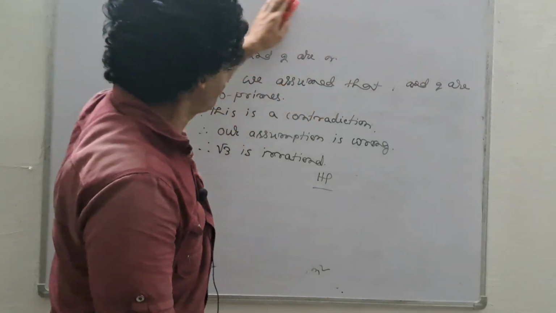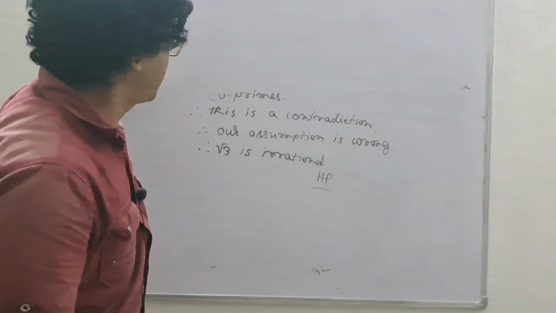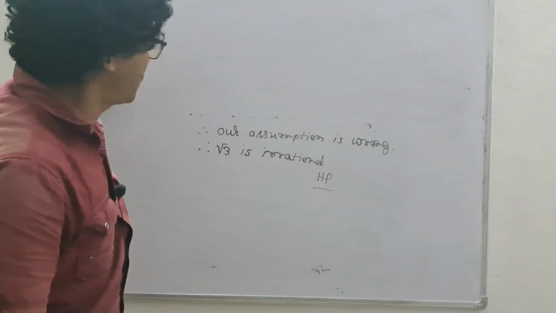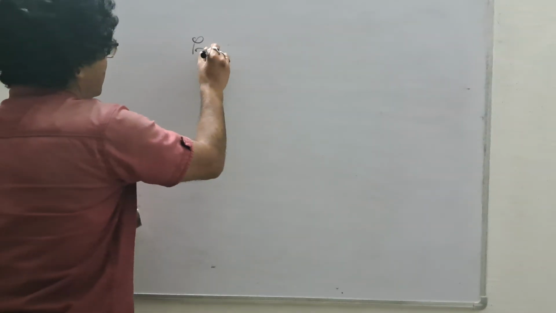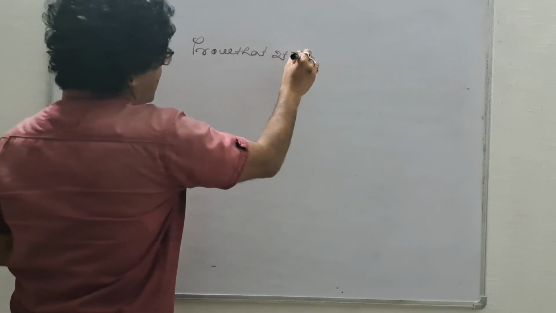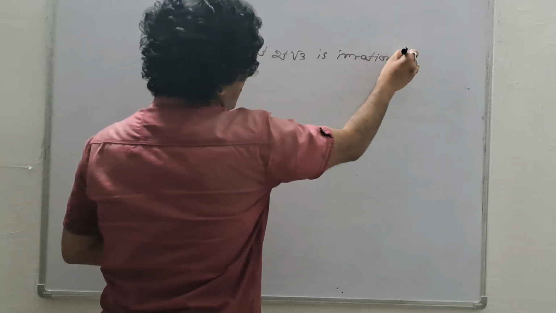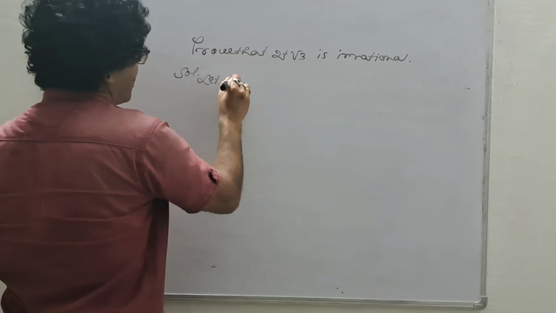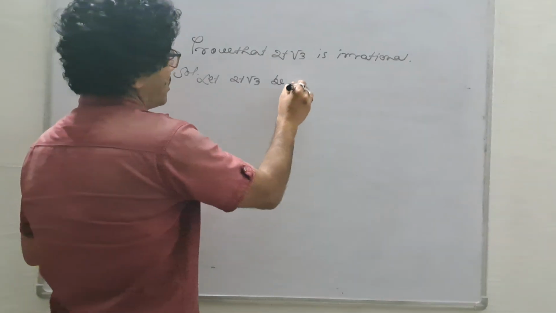Now another question: prove that 2 plus root 3 is irrational. Here also you will use the contradiction method. Solution. Let 2 plus root 3 be rational.